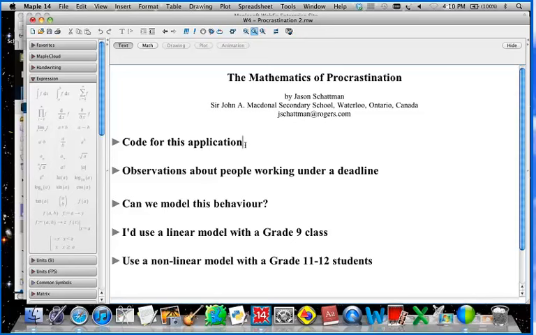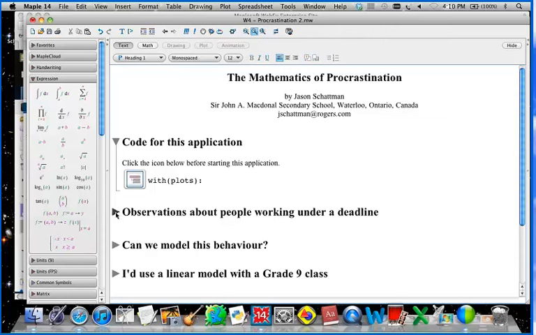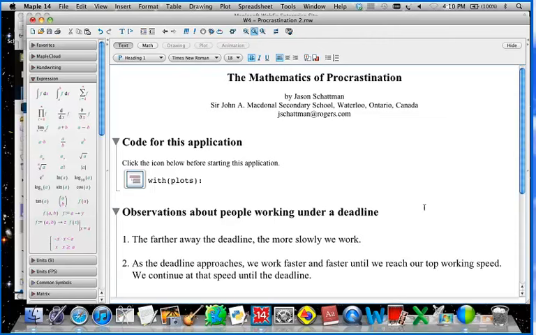And now we come to one of my favorite applications of all time, the mathematics of procrastination. Here's some observations about people working under a deadline. What I've noticed about myself is that the farther away the deadline is, doesn't matter what it is, work, school, home life, whatever, the farther away the deadline, the more slowly I work. And it's not until the deadline approaches that I start to work faster and faster until at some point I reach the top working speed. I can't go any faster. And I continue at that speed until the deadline. And hopefully that was good enough to get whatever job was done.